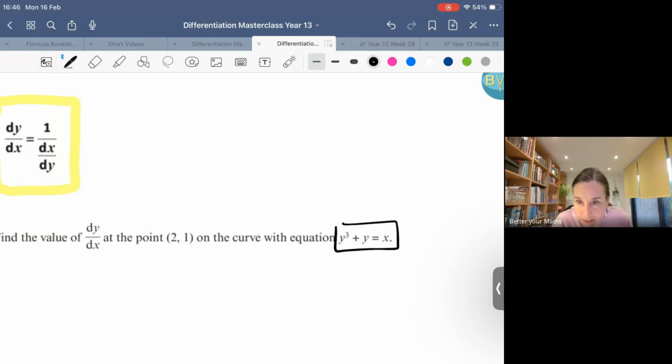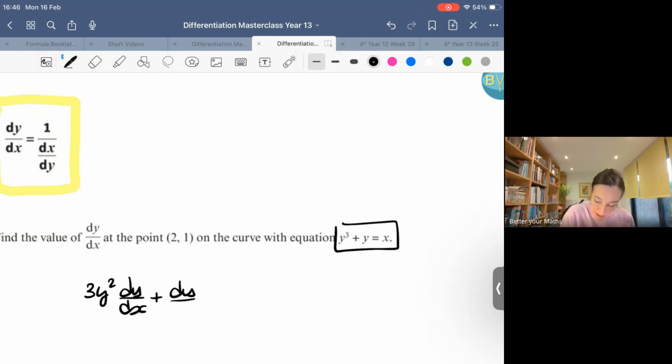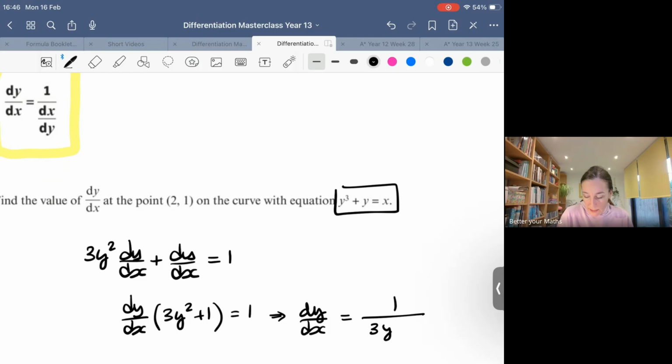Who raised the hand? Abby, tell me. Do you have 3y squared dy by dx plus dy by dx equals 1? Exactly. So, and then I can factorize dy by dx: 3y squared plus 1 equals 1. So dy by dx will be 1 over 3y squared plus 1. That's one way of doing it. Implicit differentiation, because I have x and y, so why not?